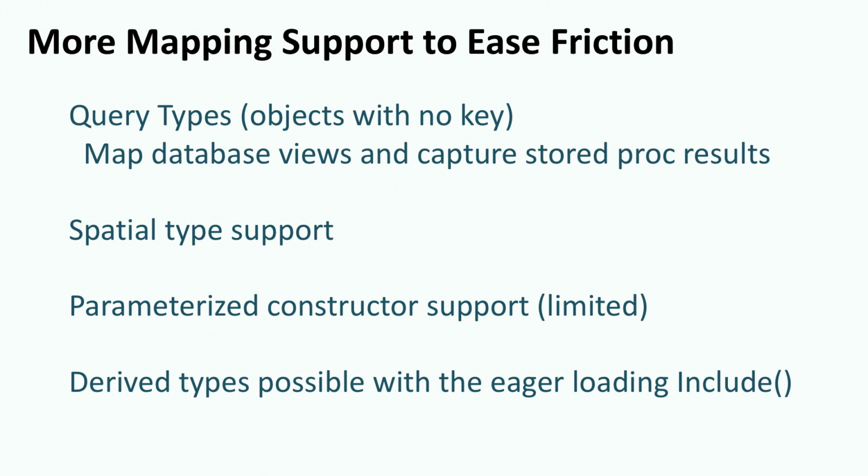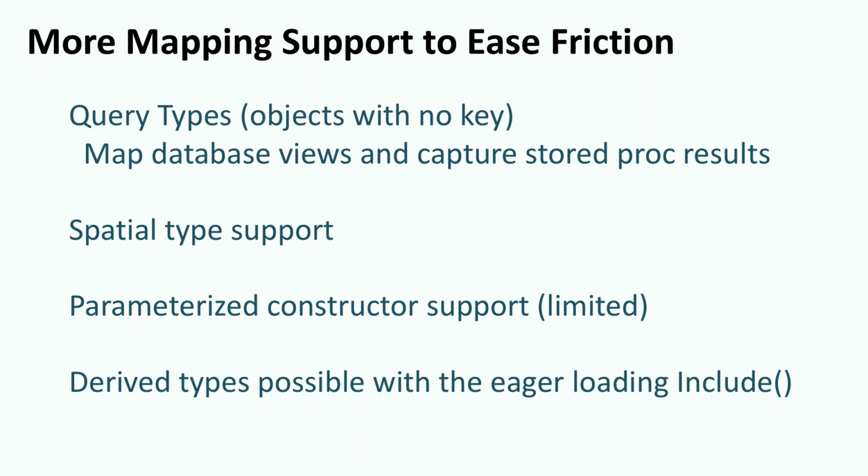I also want to make sure you're aware of query types, which was introduced in 2.1. We can have objects without keys, and Entity Framework will understand them, so you don't have to do workarounds to map database views. There's all kinds of cool stuff you can do with that. I wrote about it in an article in MSDN Magazine, and I also dedicated a whole module to it in my EF Core 2.1 course on Pluralsight, so you can learn more about that. Spatial type support is coming in the 2.2 release, which is imminently being released.